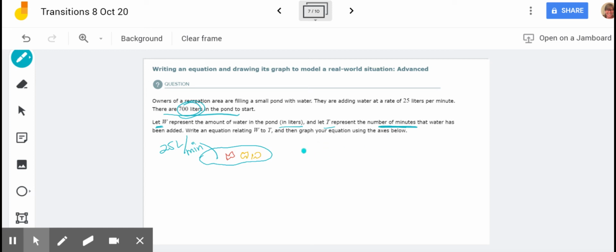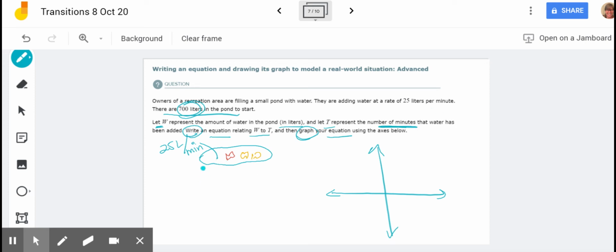So it says write what? An equation relating W to T, and then graph what? Your equation using the axes below. Well, you don't have any. I'm going to see what's there. So yours is going to be easier because you'll have the graph there.